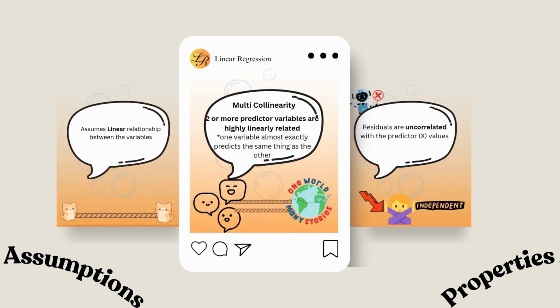It happens when two or more predictor variables in a regression model are highly linearly related. Multicollinearity is like having multiple friends telling you the same story, just in slightly different words. The story is clear, but who to credit becomes confusing.